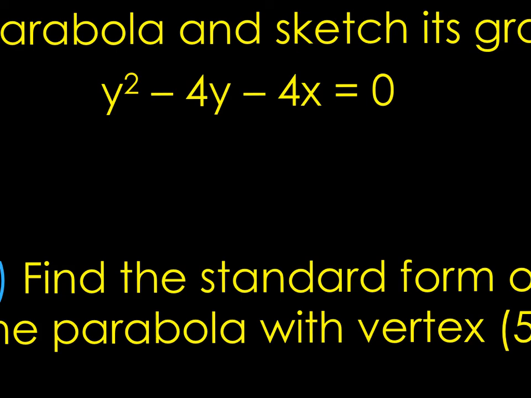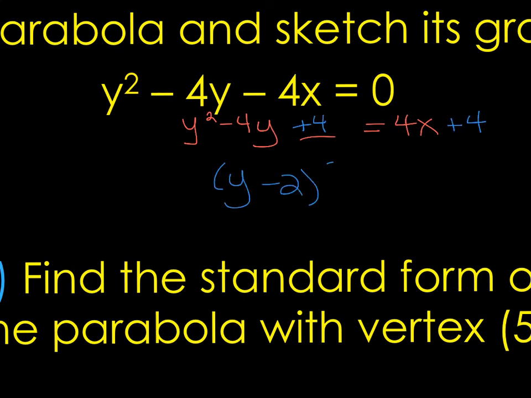The good news is with a parabola, you only have to complete it once. So I'm going to bump the 4x to the other side. So I get y squared minus 4y. Leave that space because I'm going to fill it in. Equals 4x. Take the 4 divided by 2. It's 2 squared. It's 4. Add it here and add it here. So this is y minus 2 squared equals 4x plus 4.